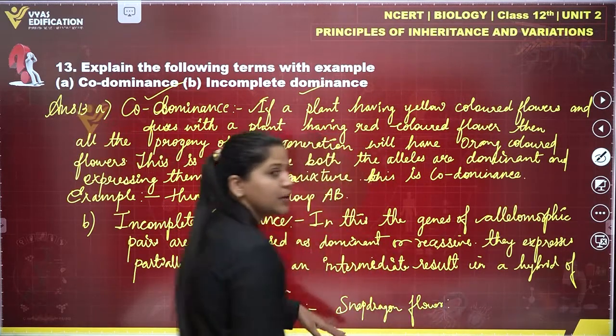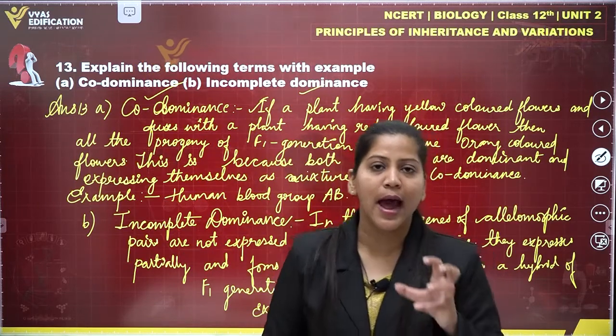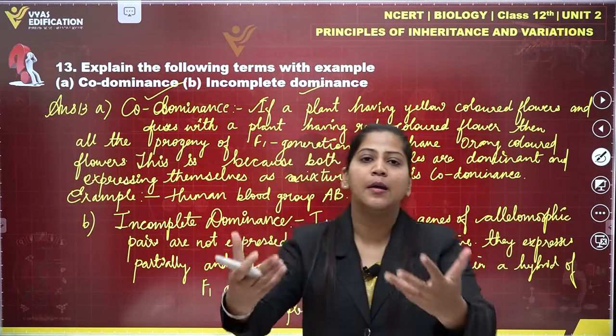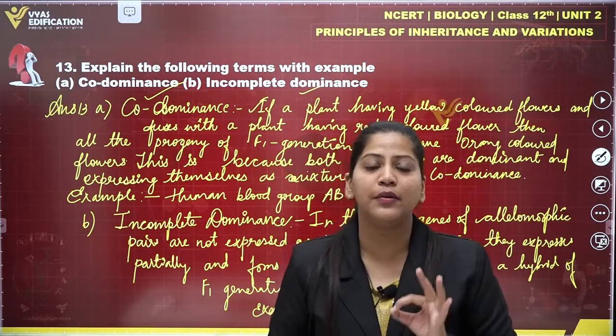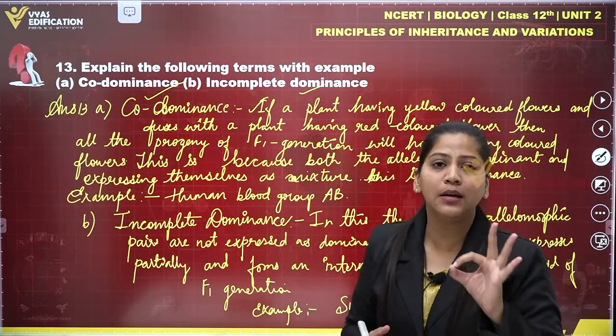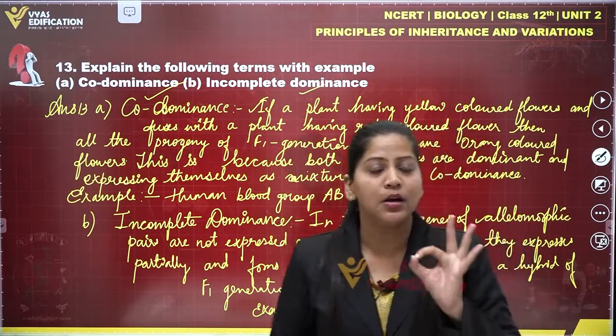In the parent generation, the parents have white colored flowers and red colored flowers. When they produce their progeny, all the progeny in the F1 generation have pink colored flowers, which is an intermediate result of their parental genes.